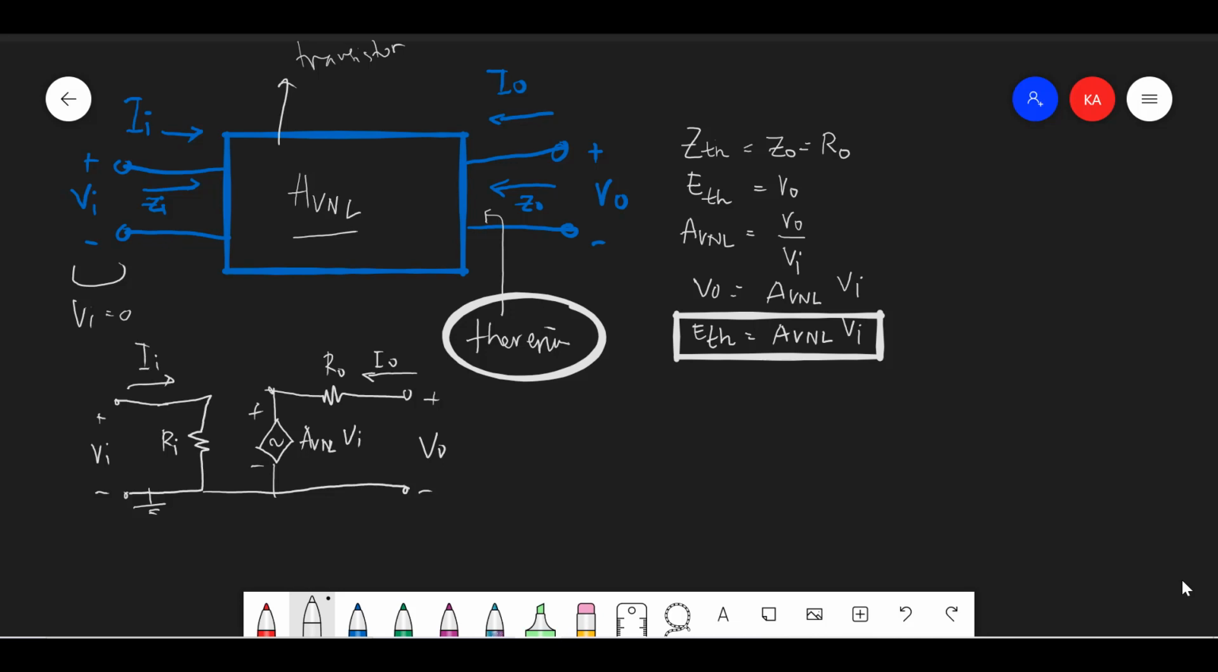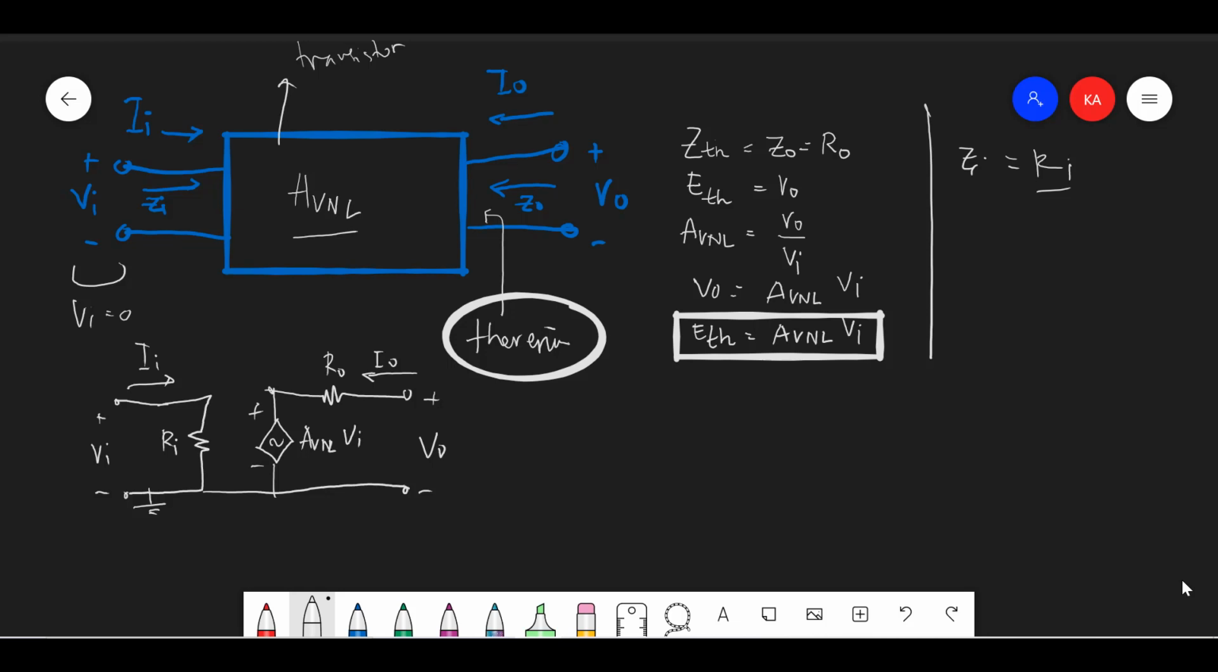Okay, I forgot to explain here. If we look at the Thevenin loop in the output, we can determine that in the input port, the Zi or input impedance here is equal to Ri. Ri is the input resistor. And then we use this input resistor as the input impedance.